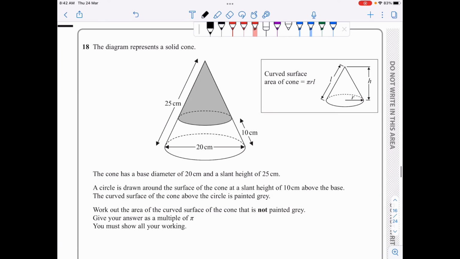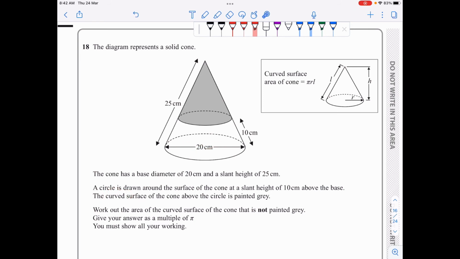18, we're being given a solid cone. Base diameter is 20 centimeters and slant height is 25 centimeters. And then we draw a circle around the surface of the cone at the slant height of 10 centimeters above the base. And we paint gray the curved surface of the cone above the circle. We need to work out the area which is not painted gray. We need to work out the area over here. And it's the curved surface, not the base.